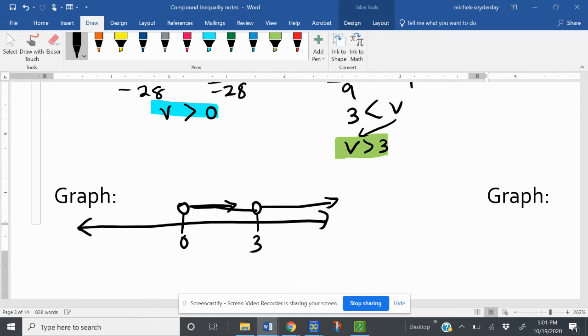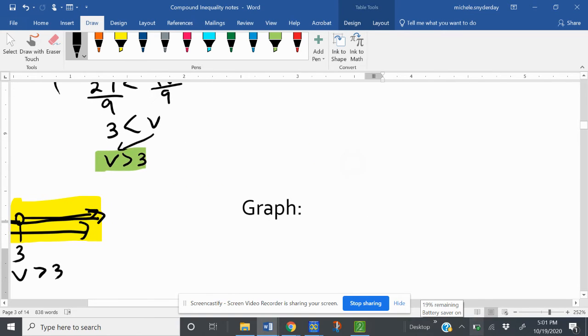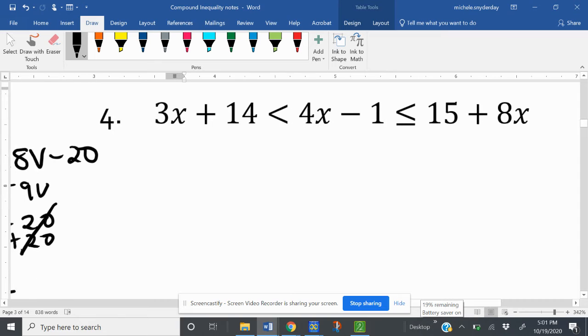Now these would intersect. So the overlapping part is where b is greater than 3, because that's where they hook up and they continue to go into the positive direction. So that's where they intersect, and that's the solution part for this particular and inequality.